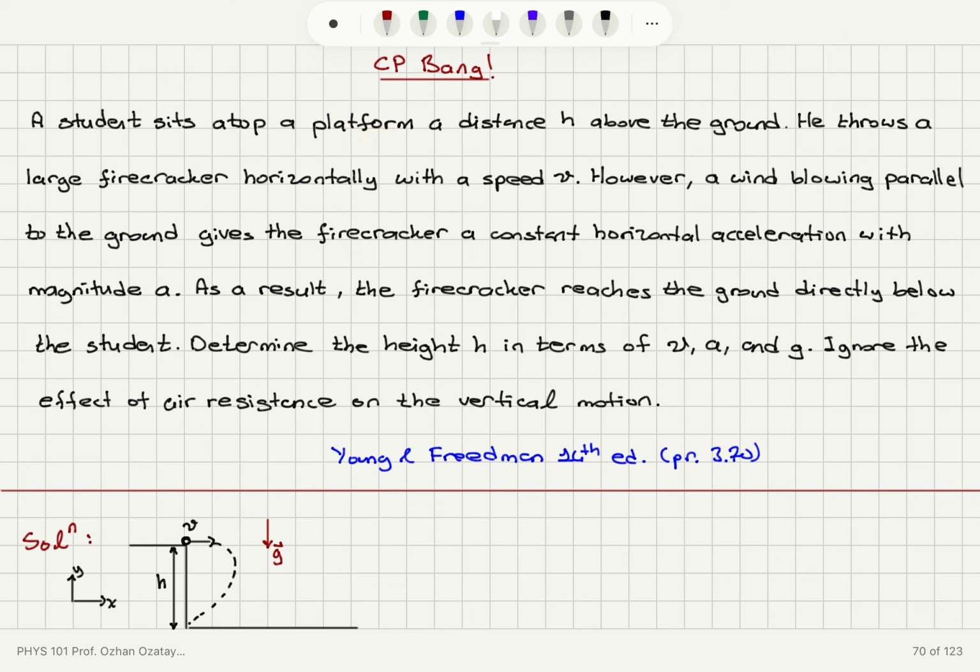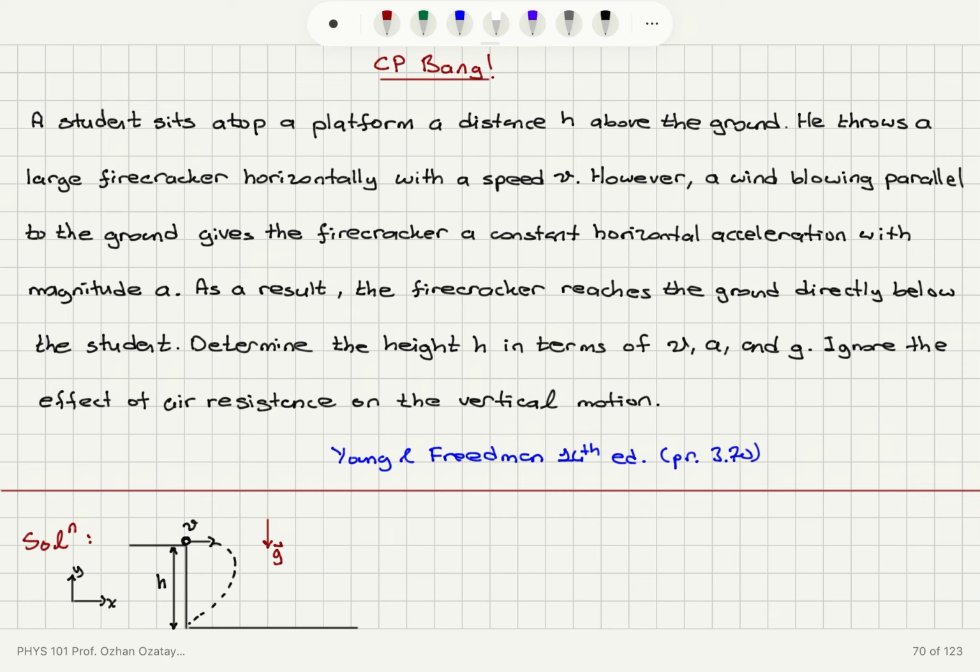A student sits atop a platform a distance h above the ground. He throws a large firecracker horizontally with a speed v. However, a wind blowing parallel to the ground gives the firecracker a constant horizontal acceleration with magnitude a. As a result, the firecracker reaches the ground directly below the student. Determine the height h in terms of v, a, and g. Ignore the effect of air resistance on the vertical motion.